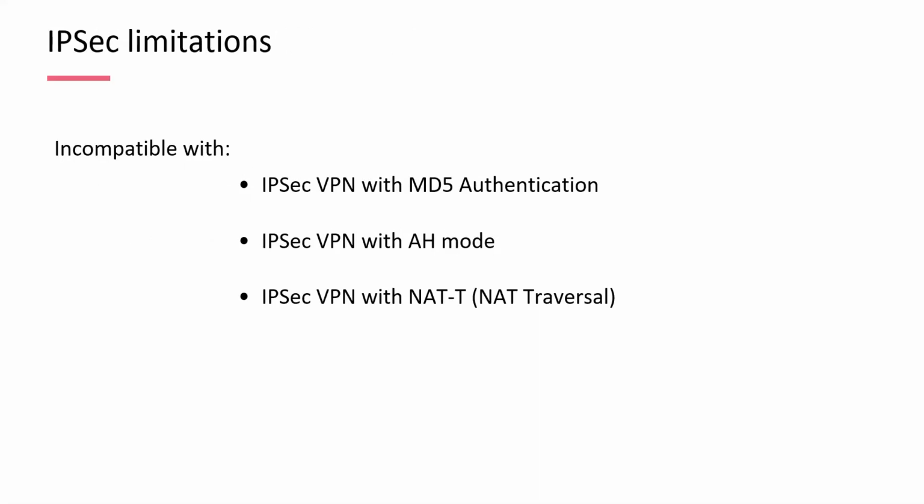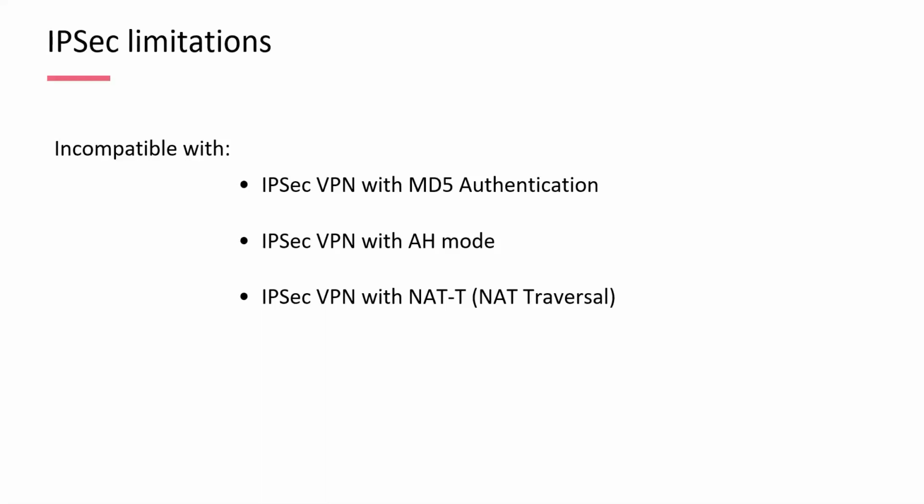And on IPsec, there are some limitations as well. It's incompatible with MD5 authentication, which isn't much of a concern because that's a lower level authentication. You should be using AES, so that's fine. And then AH mode, that's also a less secure mode compared to ESP, but it can't accelerate IPsec. So if you are doing LAN to LAN, just check that it's not by mistake set to AH mode. Make sure that it's set to the ESP mode.